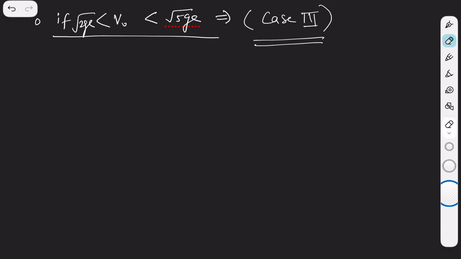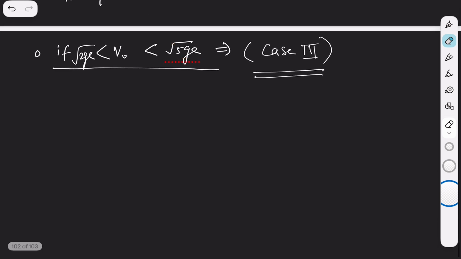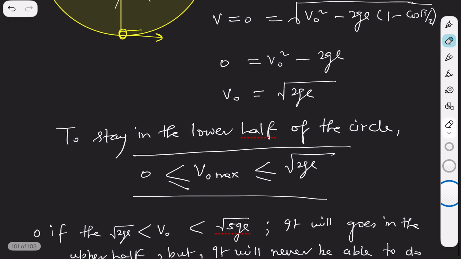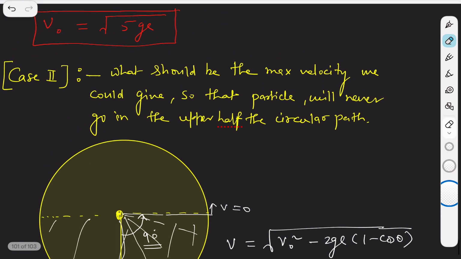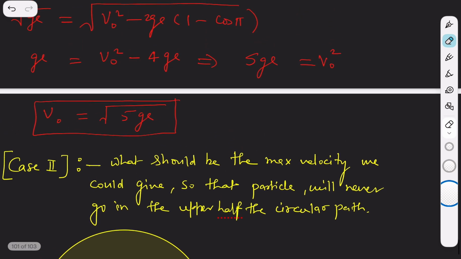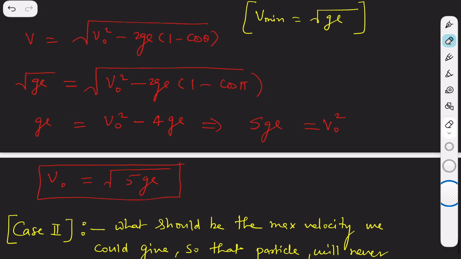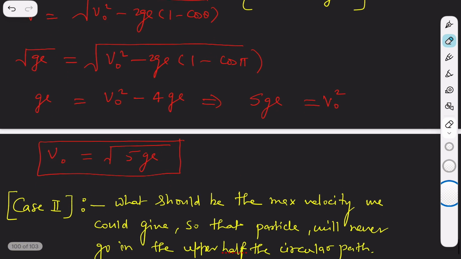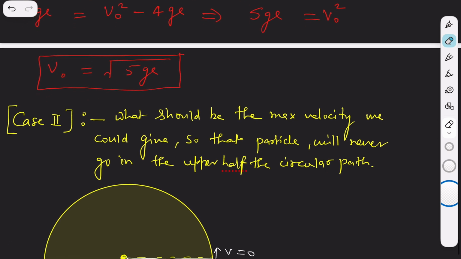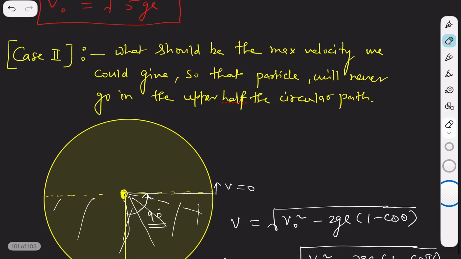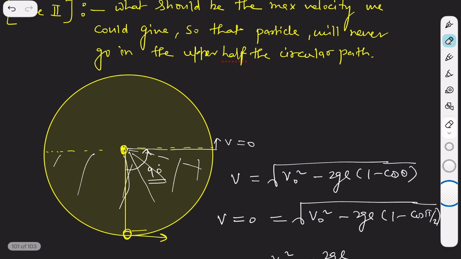Hello students. In the last class, we covered two different problems, or we can say two different cases. One was what should be the minimum velocity that we should give to the bob or the particle so that it can complete the full circle. And here we calculated the minimum velocity, that was root 5 gL. After that, one more problem we saw: what should be the maximum velocity that we can give so that the particle never goes in the upper half of the circular path.